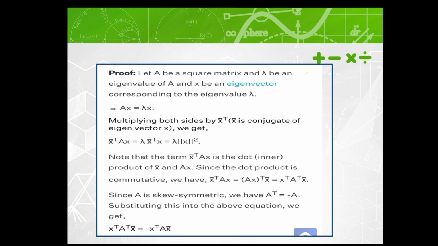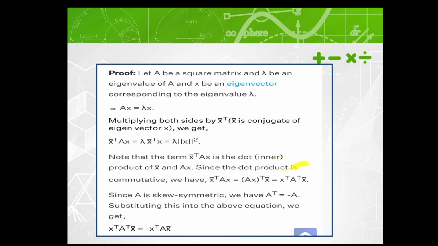From this we can take X as an eigenvector for the corresponding value lambda. From the characteristic equation, Ax is equal to lambda x, where the characteristic equation says that A minus lambda I is equal to 0. From this we get the equation Ax equals lambda x. Multiplying both sides by x bar transpose, where x bar is the conjugate of eigenvector x, we get x bar transpose Ax is equal to lambda x bar transpose x, equal to lambda times modulus x whole square.